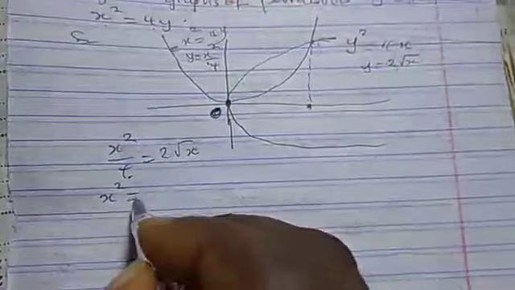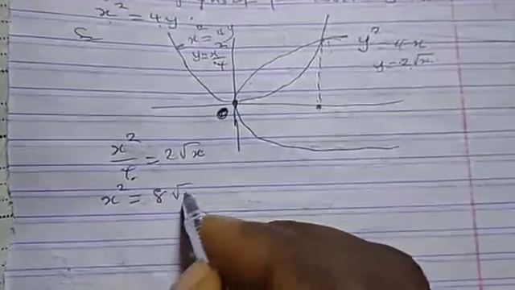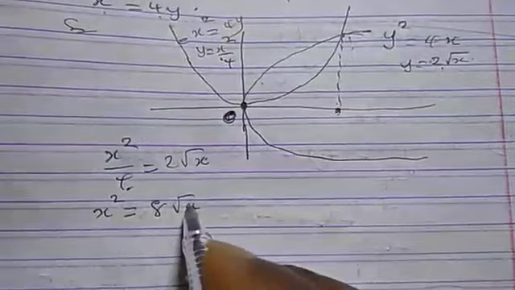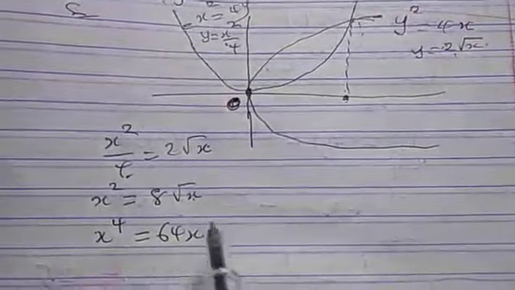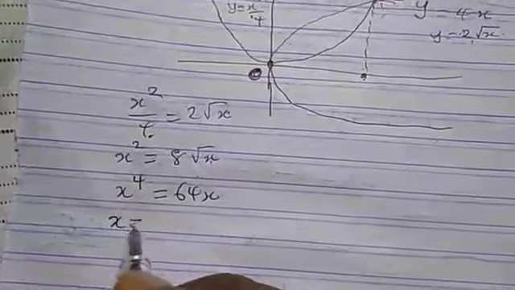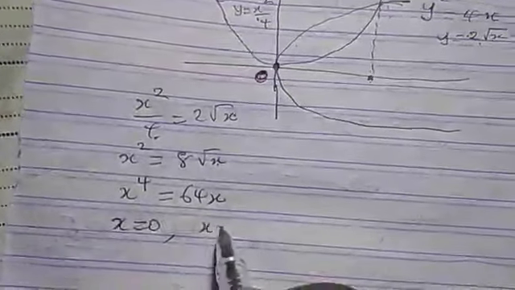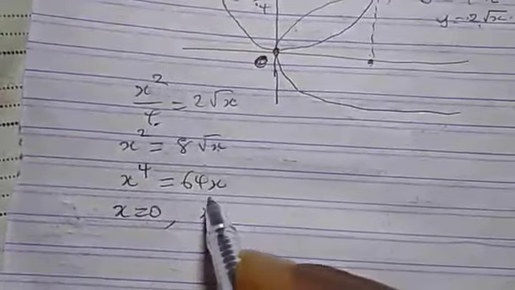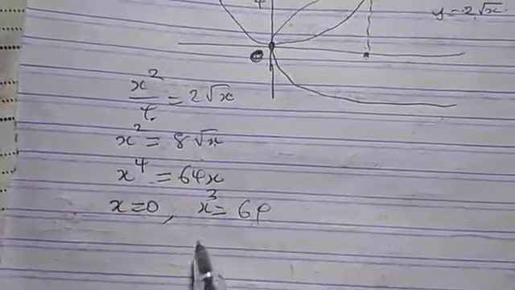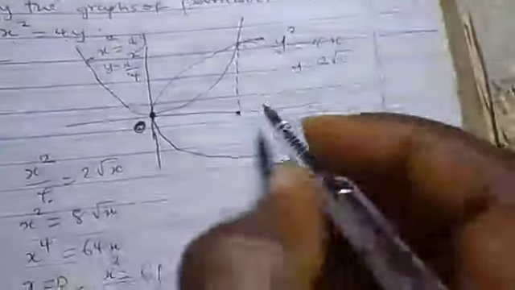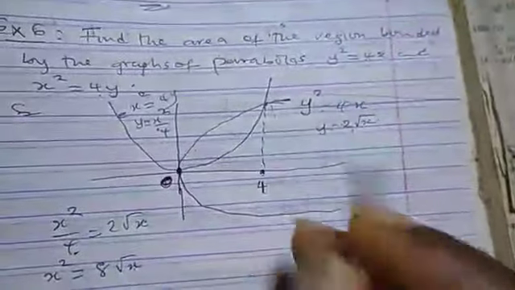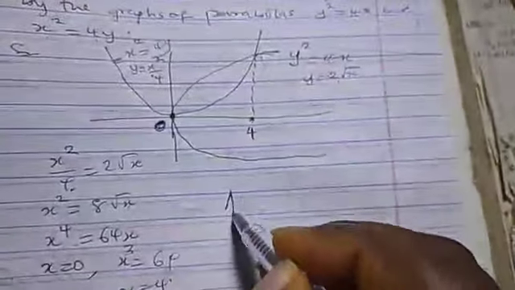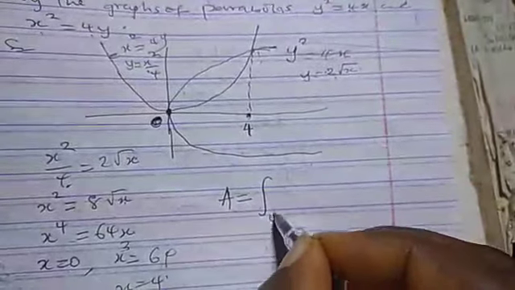If you cross multiply, x squared will be equal to 8 root x. If you square both sides so that we can remove this square root, this will be x raised to the power 4 is equal to 64x. Without stressing yourself, you see that x is 0, or if you divide both sides by x, x cubed is 64. That is, x is 4. So from that place, x is 0 or x is 4. Definitely what is here is 4. So in that case, the area would just be 0 to 4.